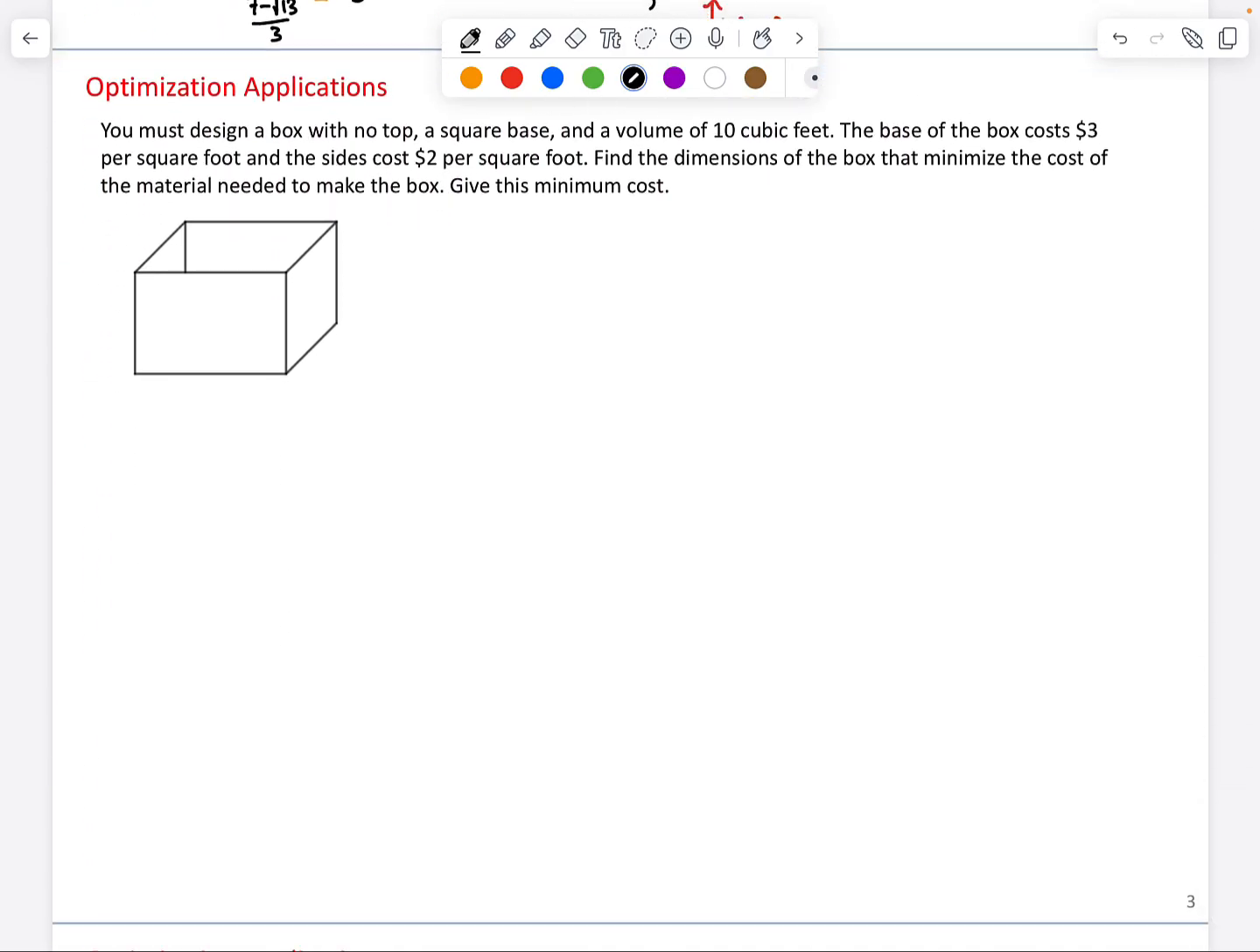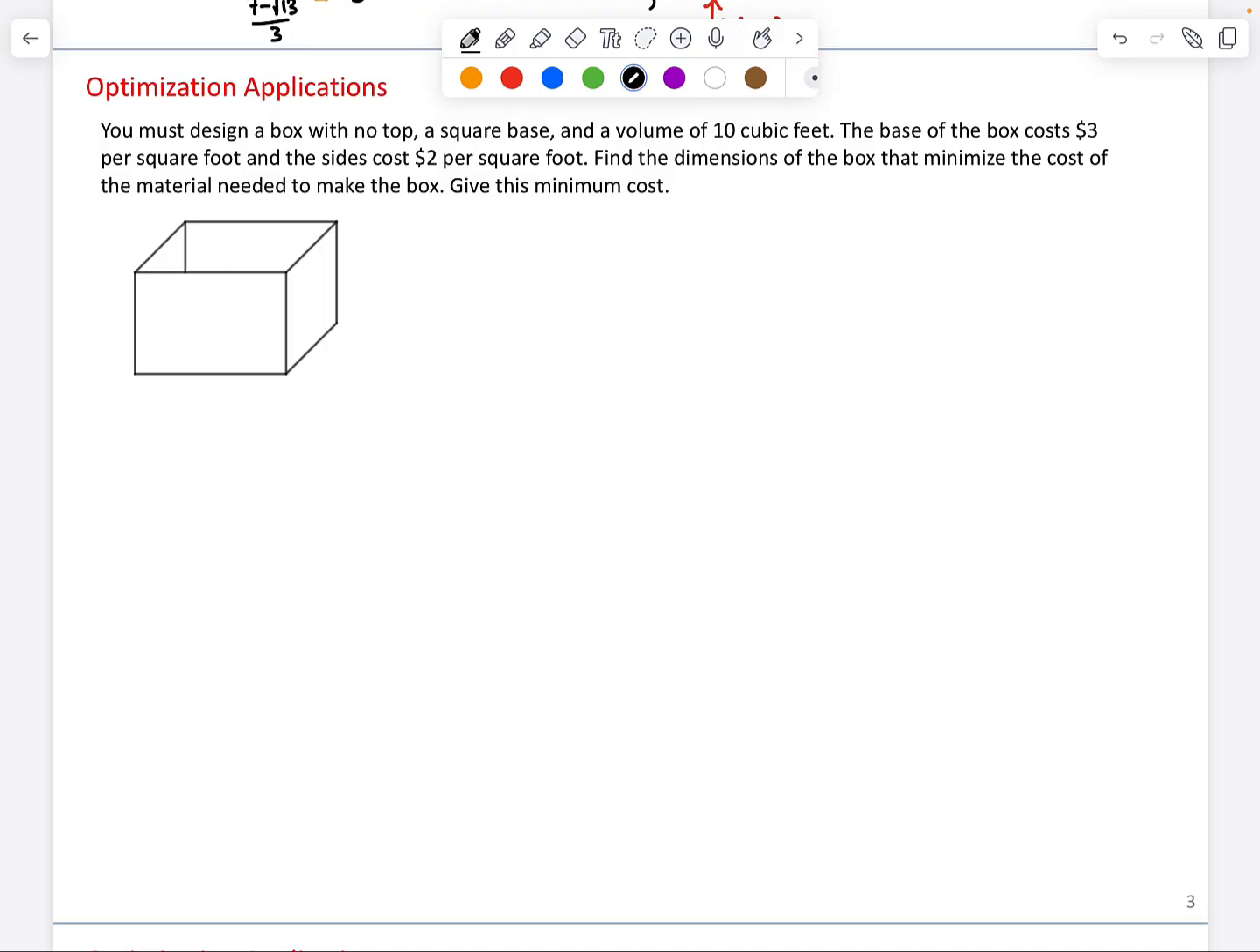You must design a box with no top, a square base, and a volume of 10 cubic feet. The base of the box costs $3 per square foot, and the sides cost $2 per square foot. Find the dimensions of the box that minimize the cost of the material needed to make the box. Give this minimum cost.